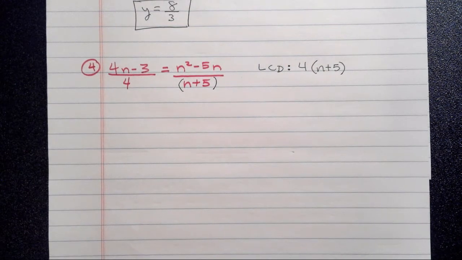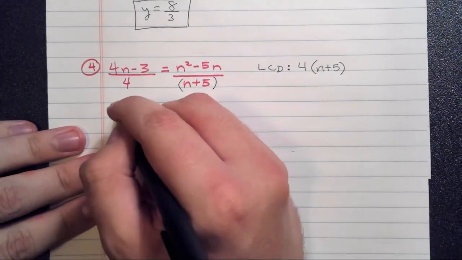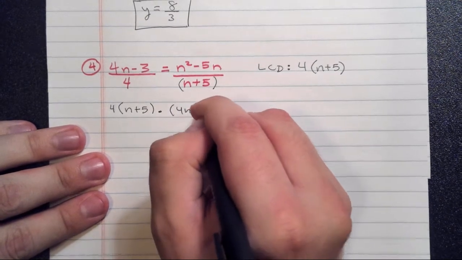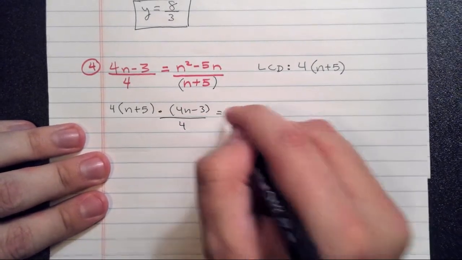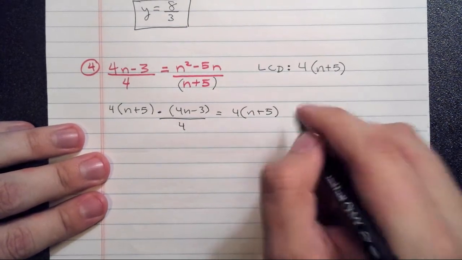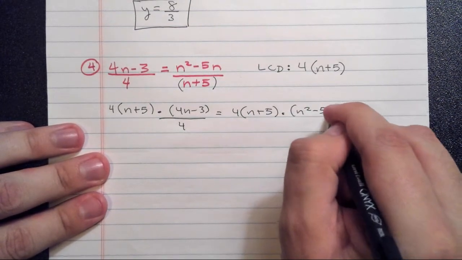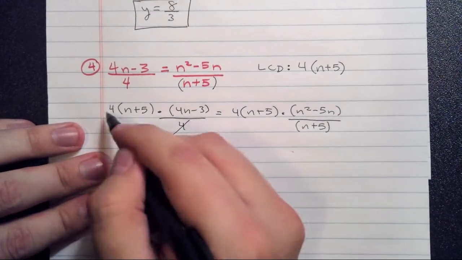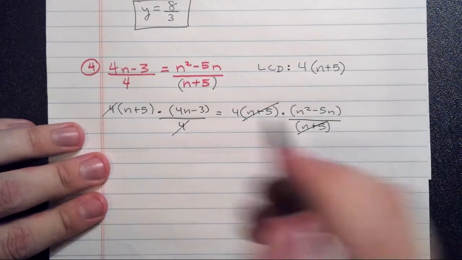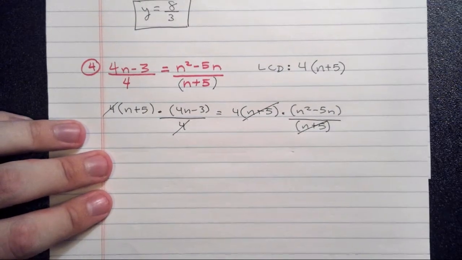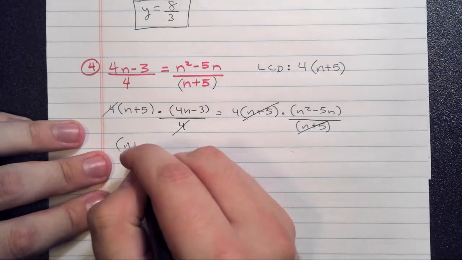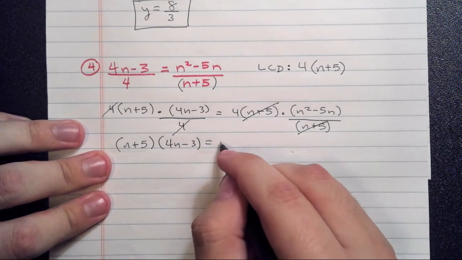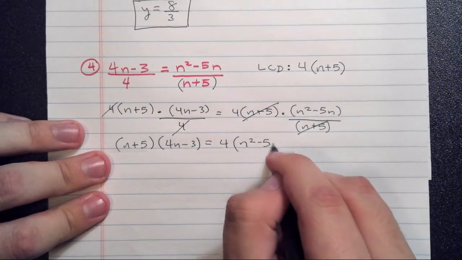All right, so let's go ahead and solve this. If I multiply by 4 times n plus 5 on both sides, what I will get is this. And actually here we see where cross multiplication actually comes from. It's really just basic algebra. Here the 4's can be simplified. Here the n plus 5 can be simplified. All right, what does that leave me with? I now have n plus 5 times 4n minus 3 is equal to 4 times n squared minus 5n.